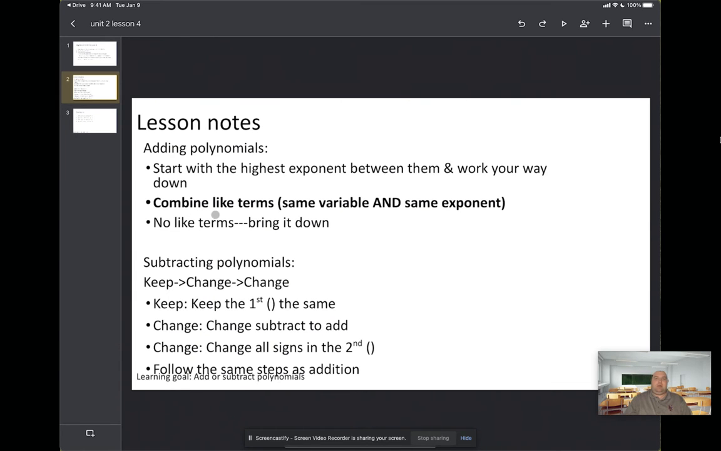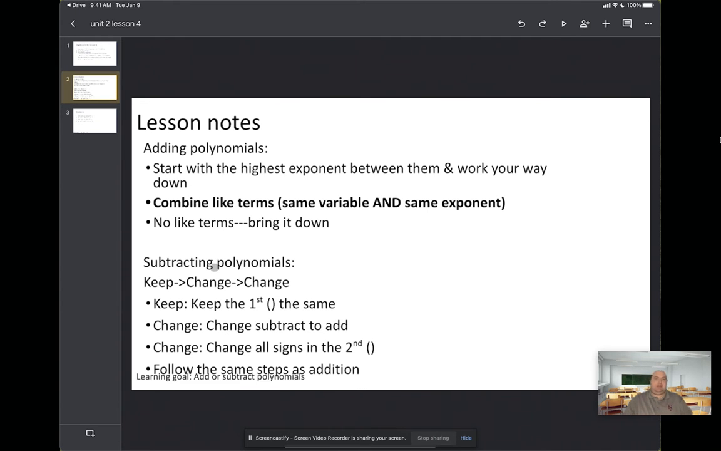Now, how do we know what terms are considered like? Terms are considered like if they have the same variable and the same exponent. So like terms means same variable and the same exponent. And if you don't have like terms, then you just bring it down. And I'll explain what that means when I go through the examples.